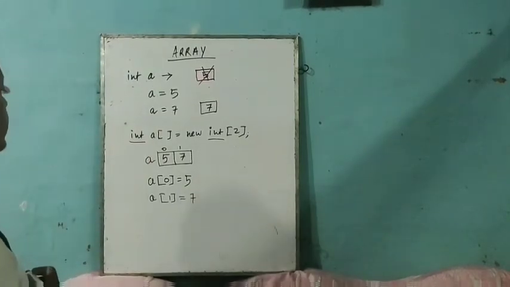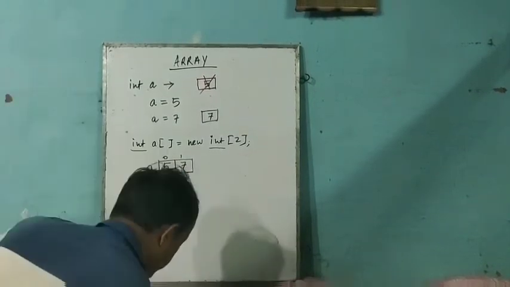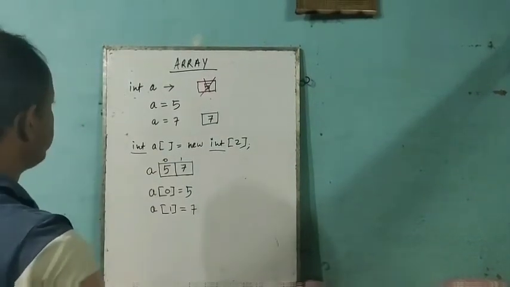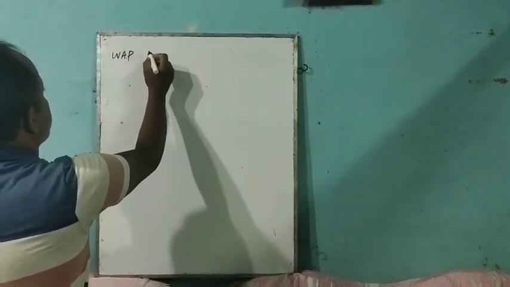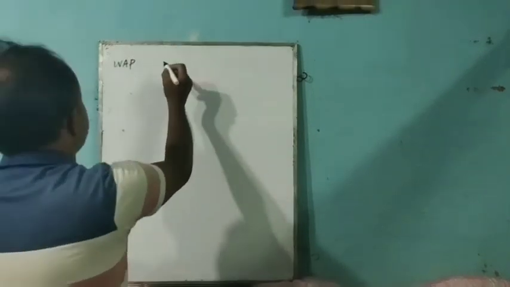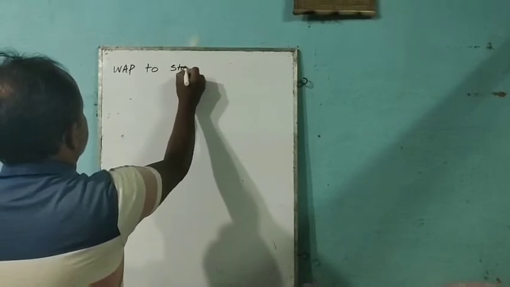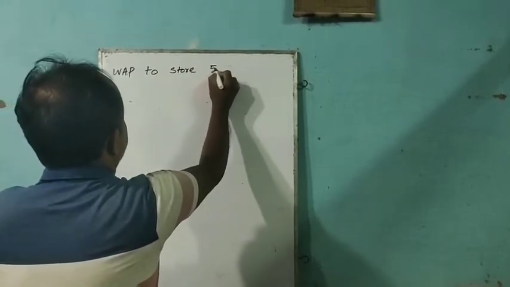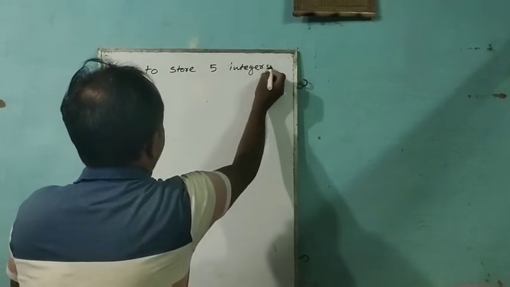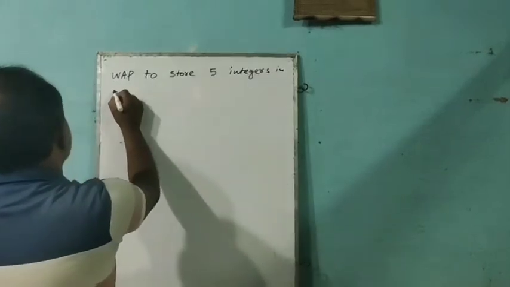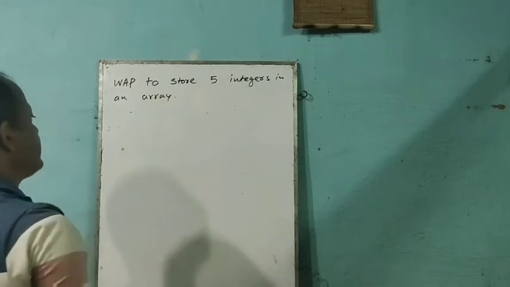Now, let us see one programming example. Let me write one simple program where we will store values in the array. Write a program to store 5 integers in an array. Very simple.